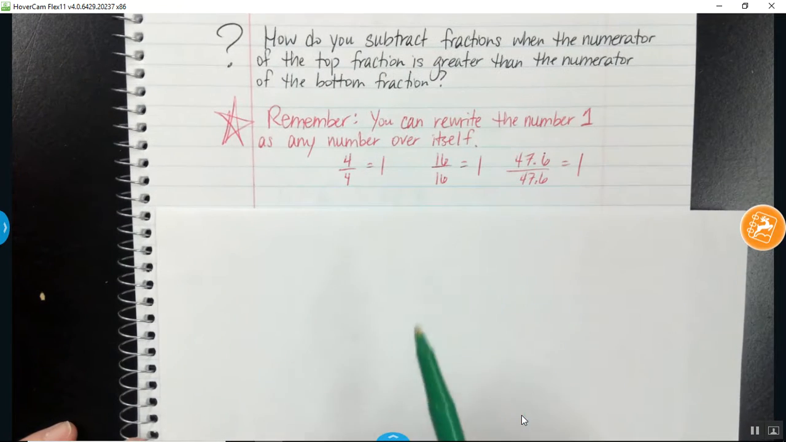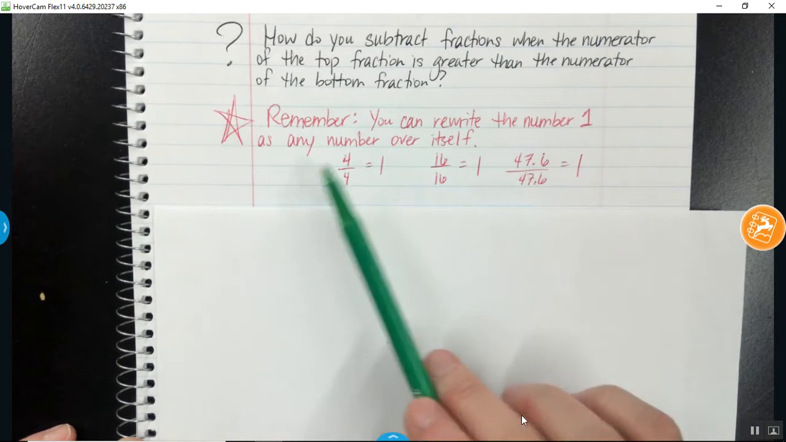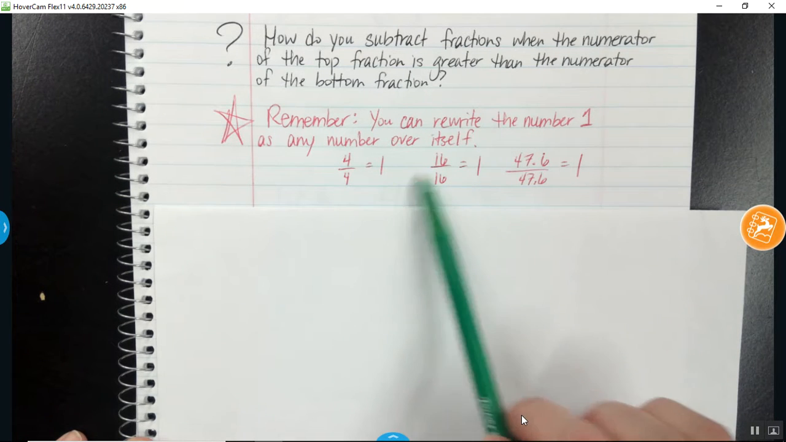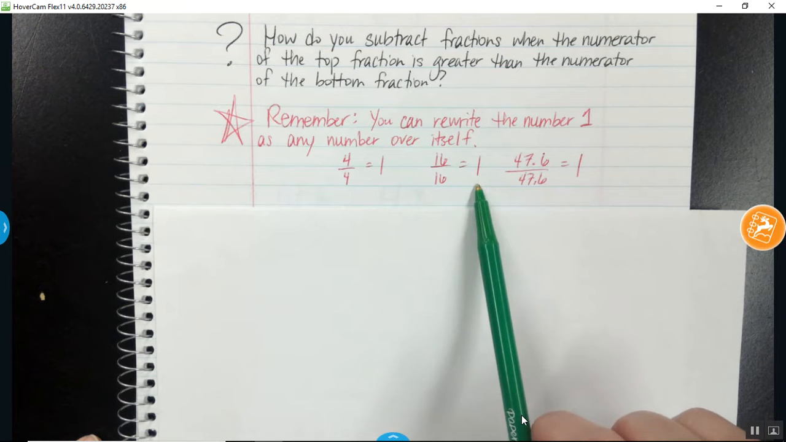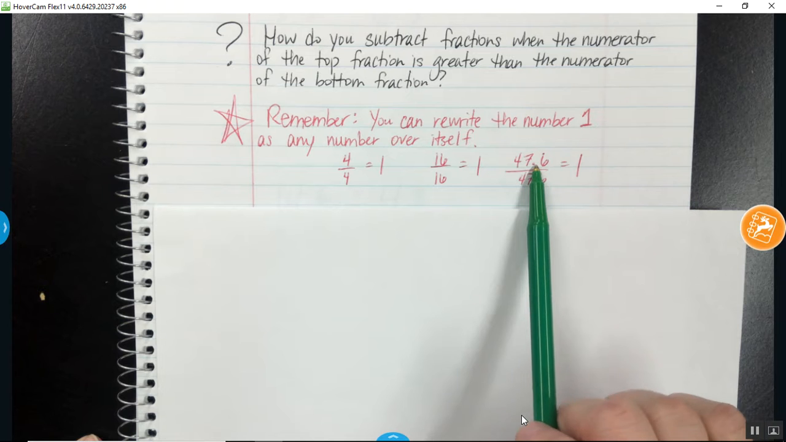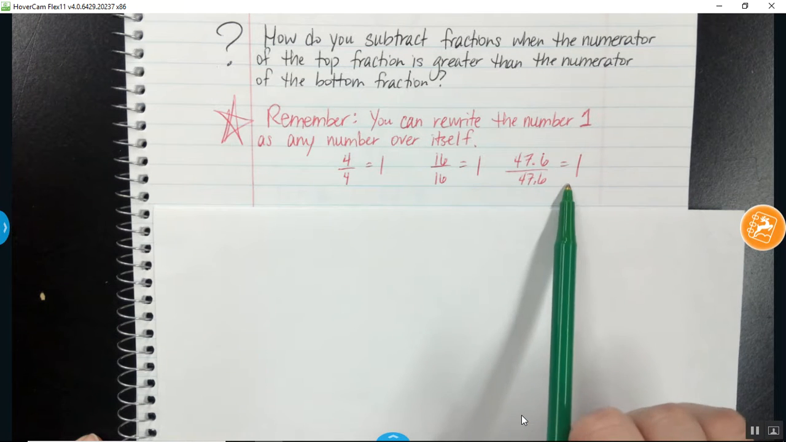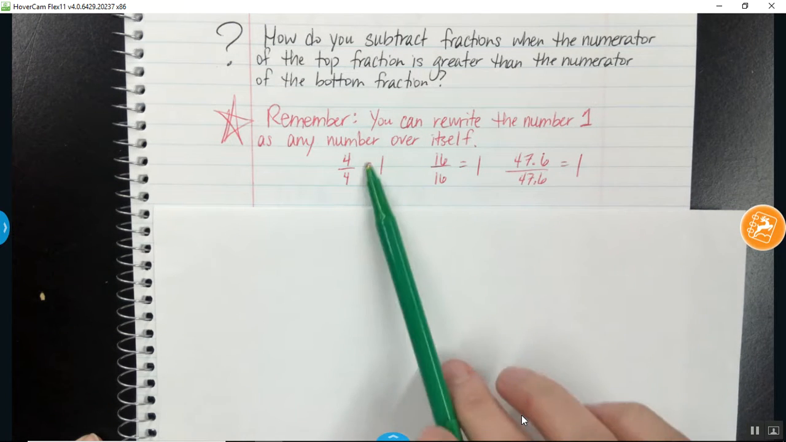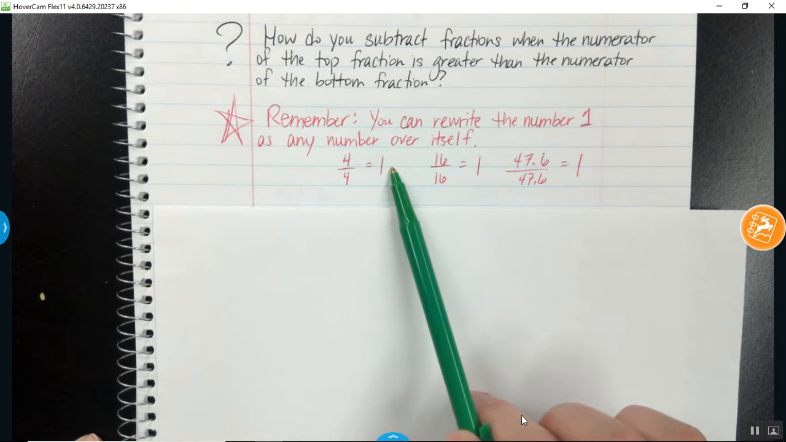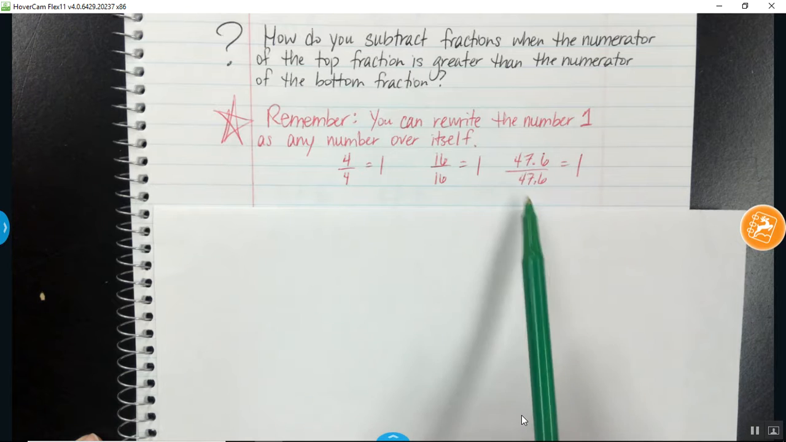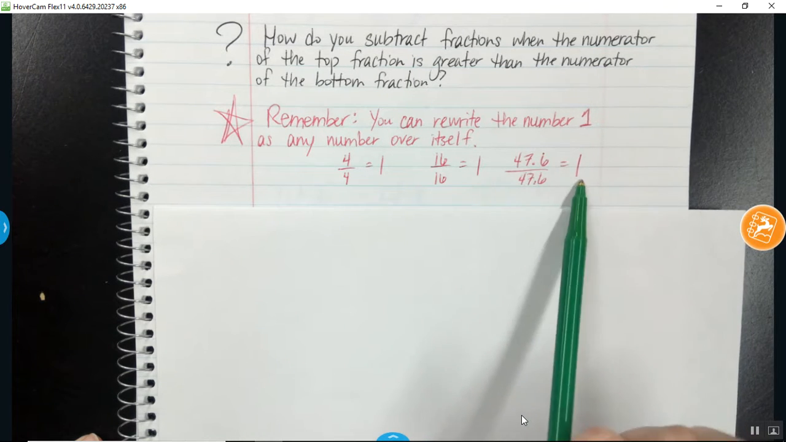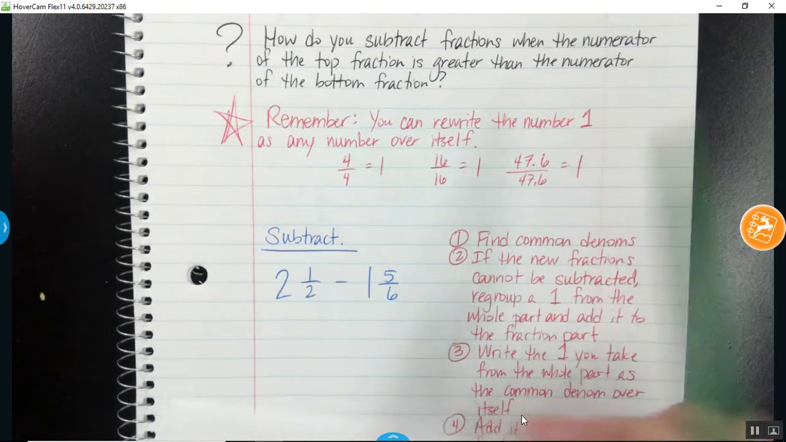Okay, so remember that you can rewrite the number 1 as any number over itself, right? So 4 out of 4 pieces, that's 1. 16 out of 16 pieces, that's 1. If you cut the number 1 up into 47 and 6/10 pieces and you use all 47 and 6/10 pieces, that's 1. You get it? If you cut it up into this many pieces and you're using that many pieces, that's 1. No matter how many pieces it is, even if it's a part of a piece, but you have all the same, that's 1. All right, so how do we do this?